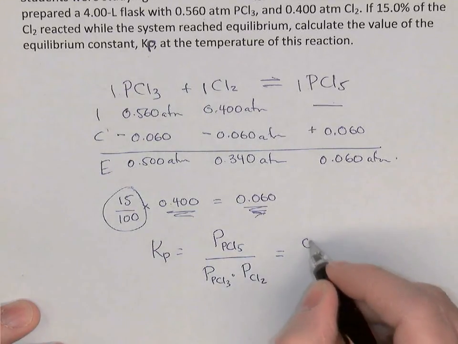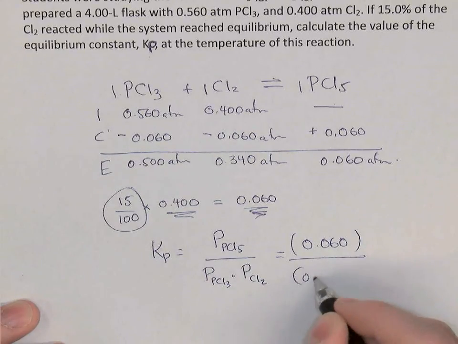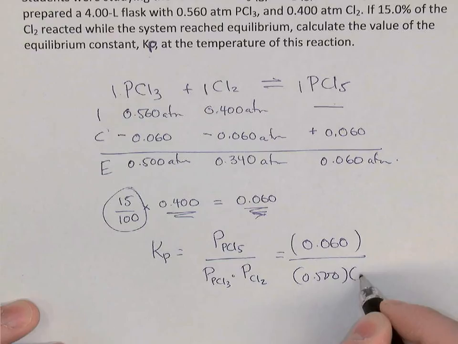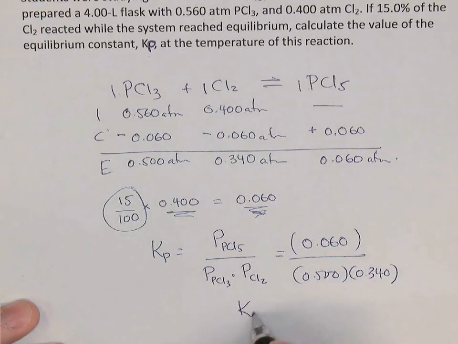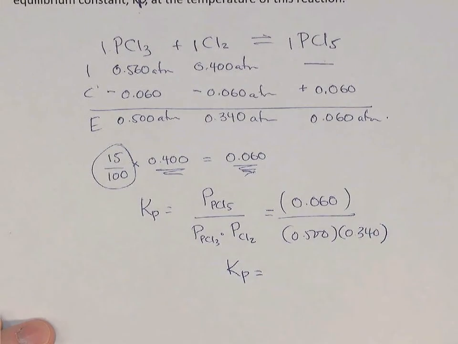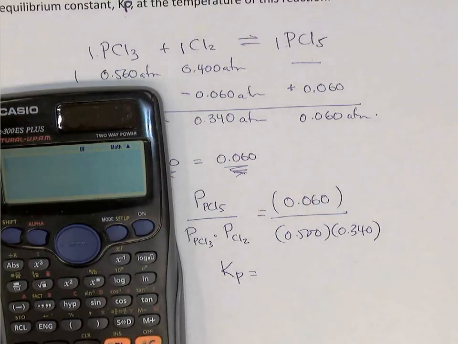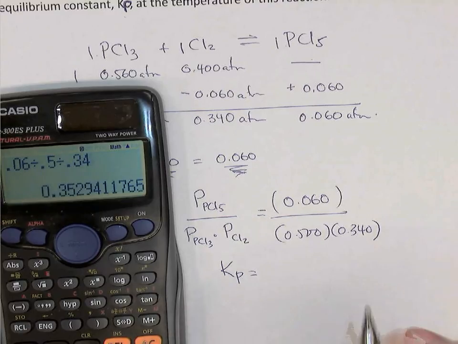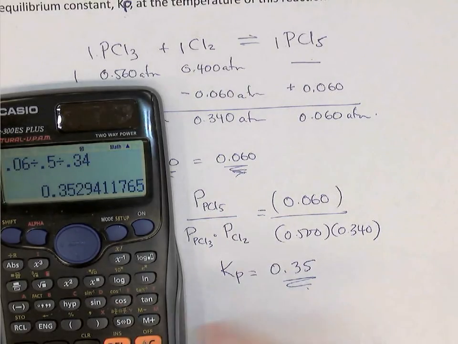So equals 0.060 divided by 0.5 and divided by 0.340 also. So Kp, and we're always using atmospheres for pressure when you're finding a Kp value. Okay, that's important to remember. So 0.06 divided by 0.5 and divide by 0.34, we get Kp as 0.35 for this reaction.